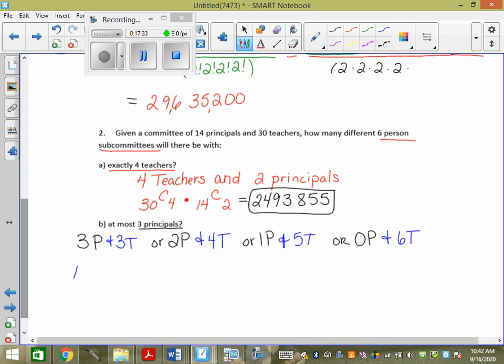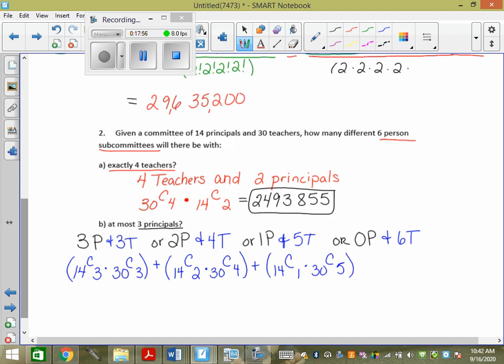So I'm going to go 14C3 times 30C3 plus 14C2 times 30C4 plus 14C1 times 30C5 plus 14C0. Do I need to state that? No. So I can just go 30C6. If I did 14C0, would it be wrong? No. Just more work typing in your calculator.